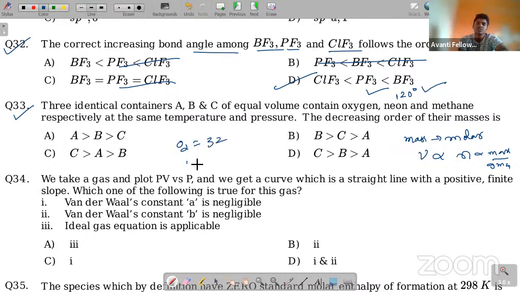From this we know oxygen has how much weight? 32. Neon has how much? 20, because neon exists as a monoatomic gas. Methane, CH4, has 16 grams. So based upon that, oxygen will have more mass compared to neon, than CH4. Just simple, whatever order they have given, that is the answer. Why? Because we have to find the order by molecular mass, and oxygen gas has the most molecular mass. So that is why the decreasing order of masses will be this one. I hope you guys are clear.